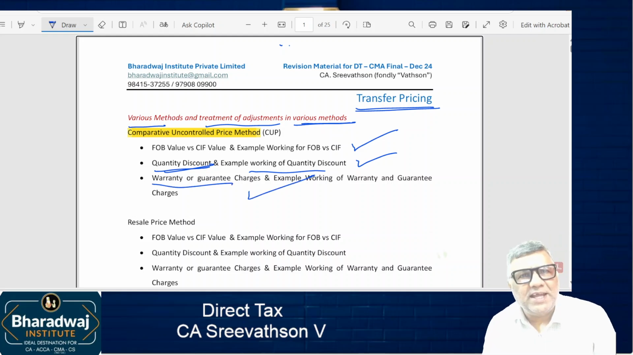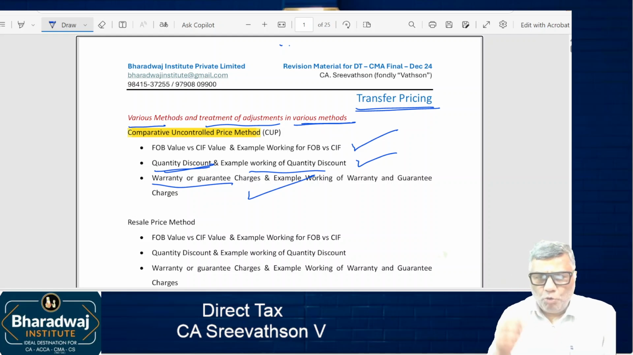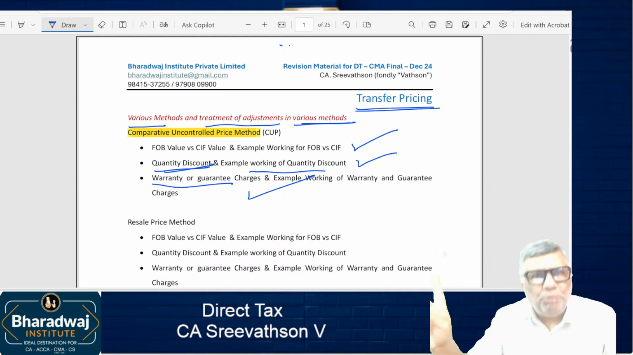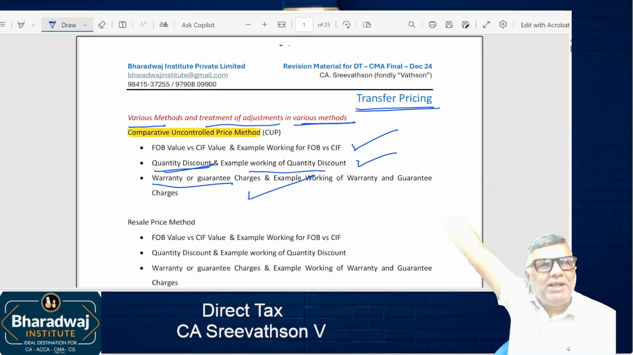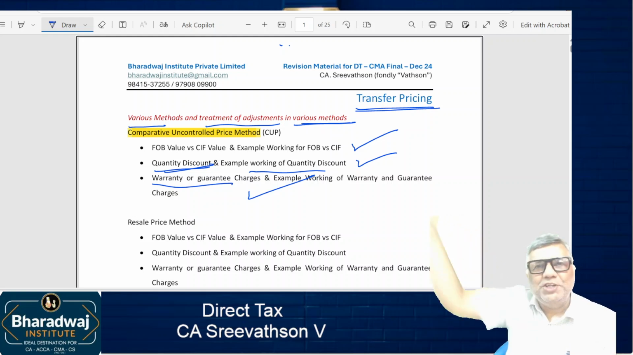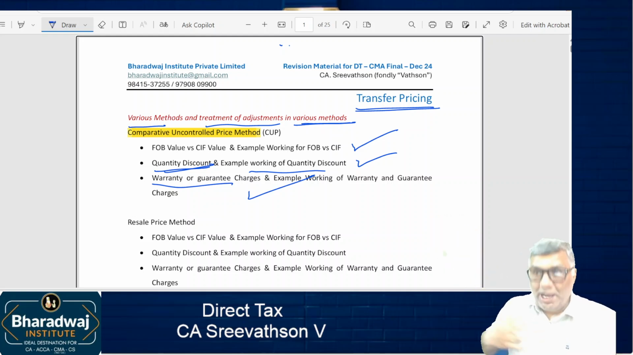Is the class clear? Are we on the same page? Look at to whom CIF, to whom FOB, insurance and freight, who is bearing. FOB stands for without any additional cost. I will load it and send it, and he will take care of the freight and insurance. Or else, I will pay the freight and insurance; obviously, I have to collect from you.